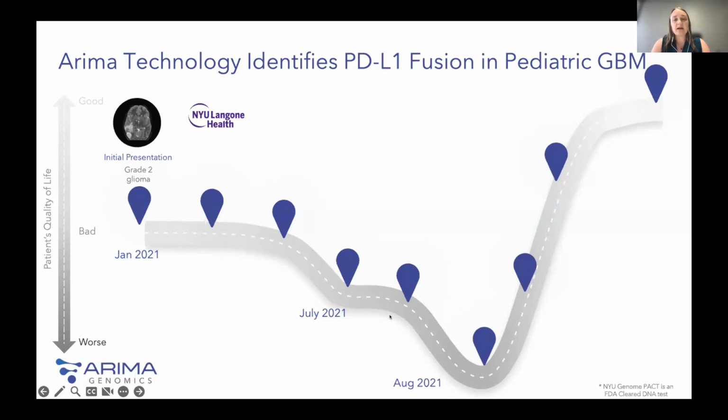They had a pediatric patient, a 14-year-old girl with a stage 2 glioma. And the tumor that she had was resected and analyzed with DNA and RNA sequencing panels, but no driver mutation was found. So the patient underwent standard chemotherapy and monitoring.